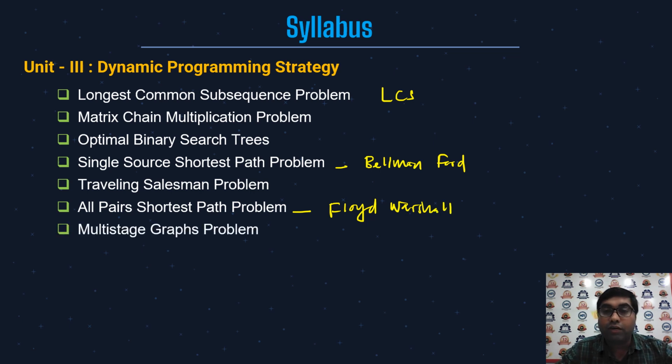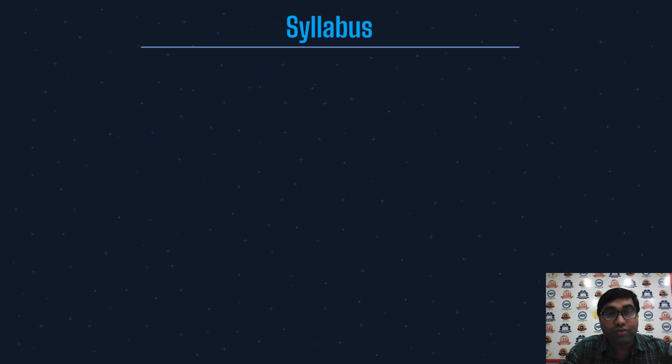Then multi-stage graph problem. Into the multi-stage graph problem, we have to study about both the approaches of solving multi-stage graph problem, like a forward approach and a backward approach. Then 0-1 knapsack problem, which is also called as binary knapsack problem. All these problems we have to solve by using the dynamic programming strategy. This is about the unit number 3.